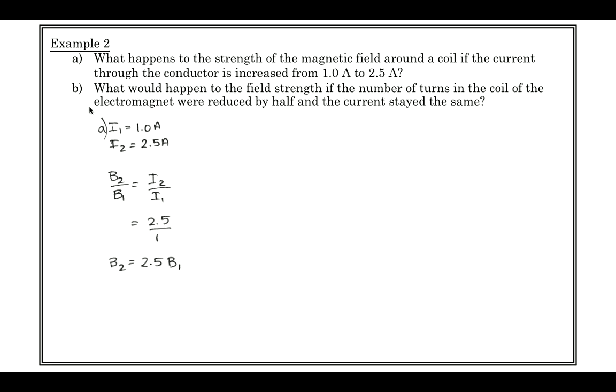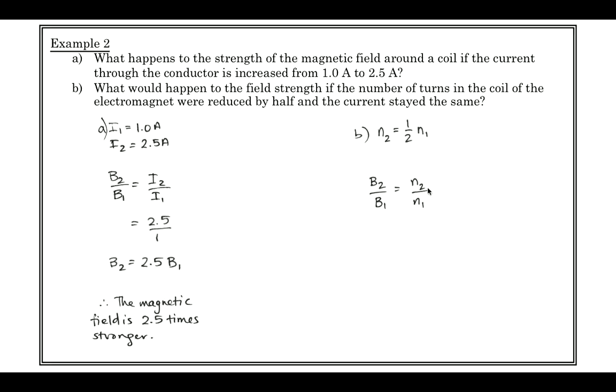Part B says: what would happen to the field strength if the number of turns in the coil were reduced by half and the current stayed the same? Well, here N2, the new number of turns, is equal to half what the original was. So B2 over B1 equals N2 over N1, and I can simply replace N2 with my new value. B2 equals 1/2 B1. So the magnetic field would go down by a half. If you cut the number of coils in half, the magnetic field goes down by a half. And that's all she wrote.